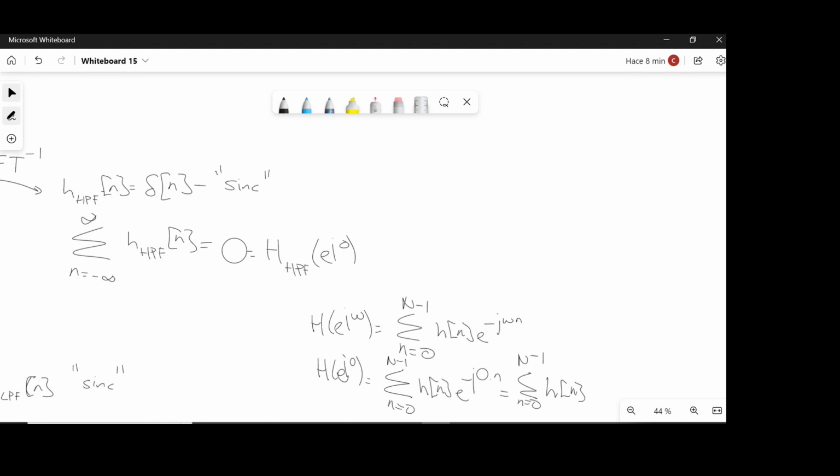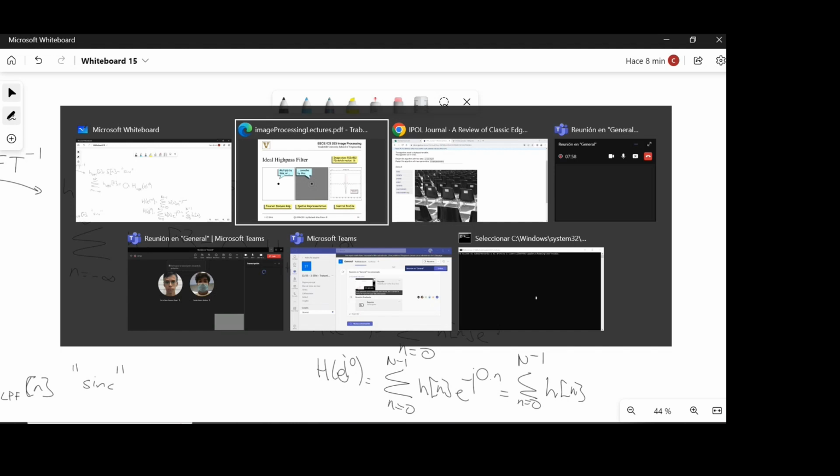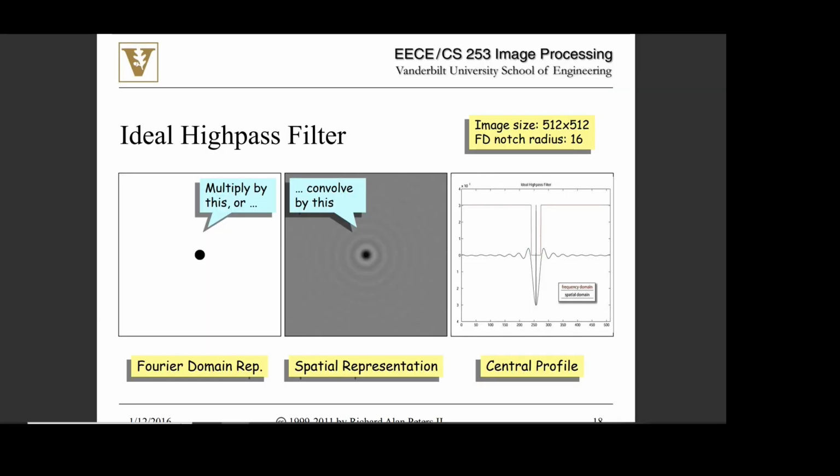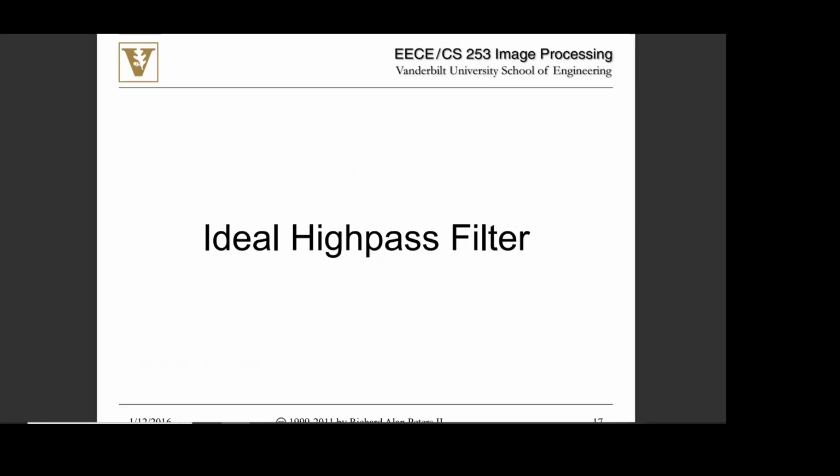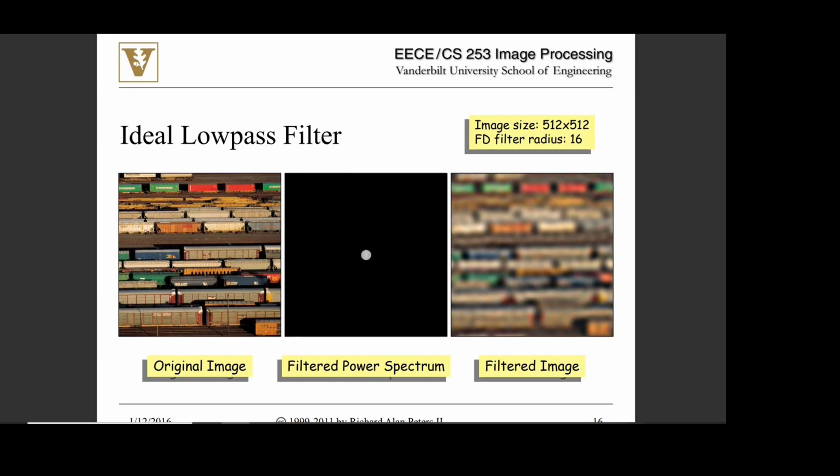Venga, Veronique Sánchez. O sea, ¿cómo se ha hecho? ¿O por qué es bueno para el ruido? ¿Por qué es bueno para el ruido? Vale. Vale, pero no. O sea, la pregunta es ¿por qué emborronar es bueno cuando tienes ruido?